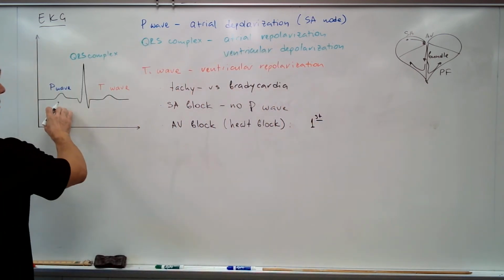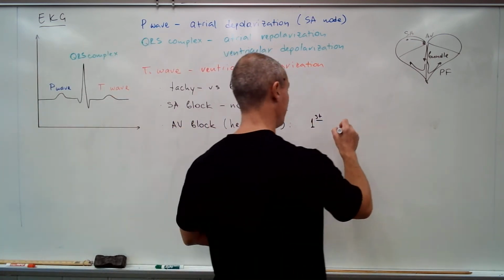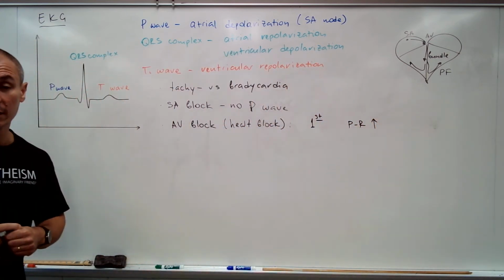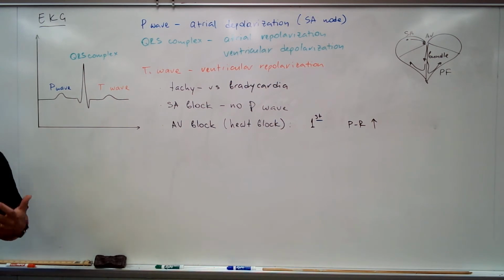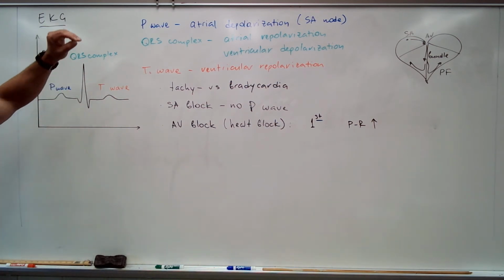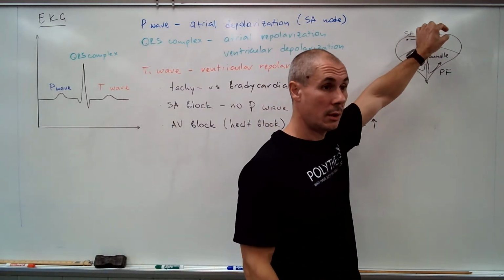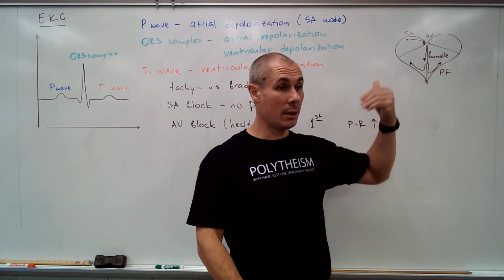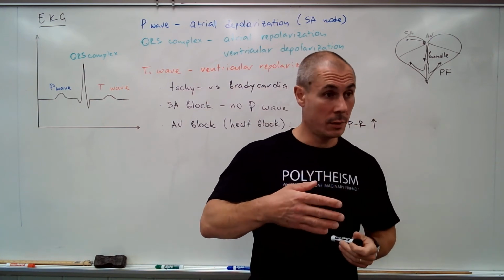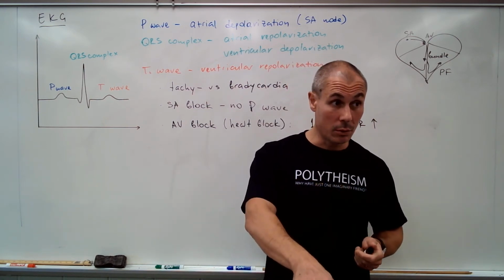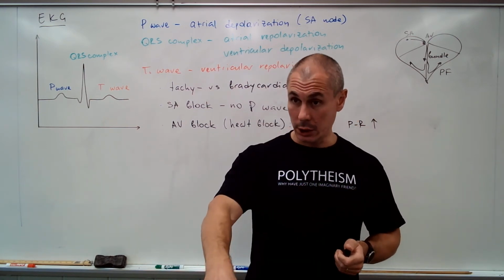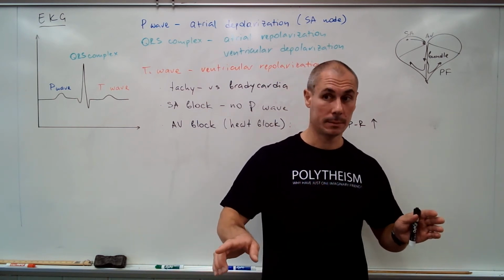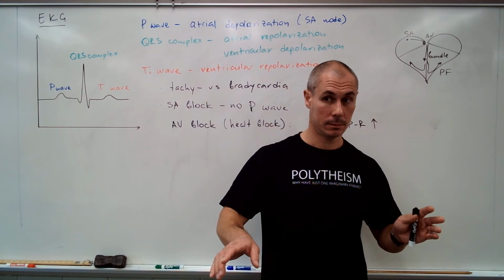So, first degree, you have increased PR interval. So basically, think of it mechanistically. Look, if the AV node is a little bit dysfunctional, it's going to take a signal more time to get through. It will still get through, it's just going to take it longer. Does that make sense? Are we clear?